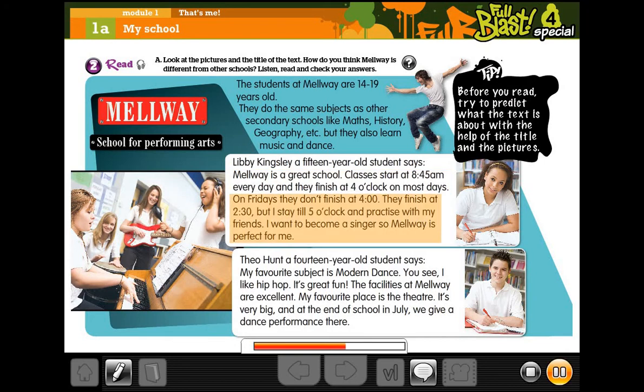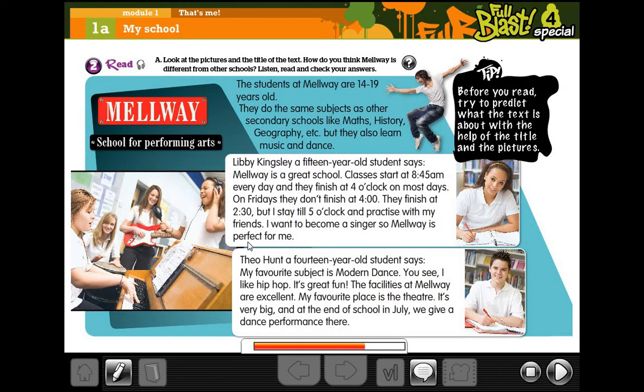On Fridays, they don't finish at 4. They finish at 2:30, but I stay till 5 o'clock and practice with my friends. I want to become a singer, so Melway is perfect for me. So here, does Libby stay at school after 2:30 on Fridays? Yes or no? Yes, she does. Very good. Do you know why? Very good, because she practices with her friends till 5 o'clock.